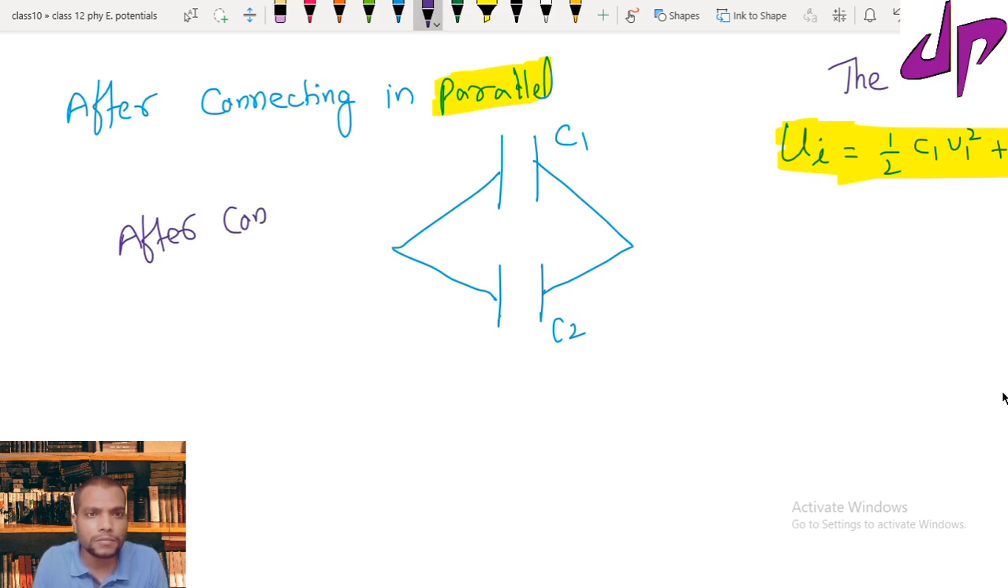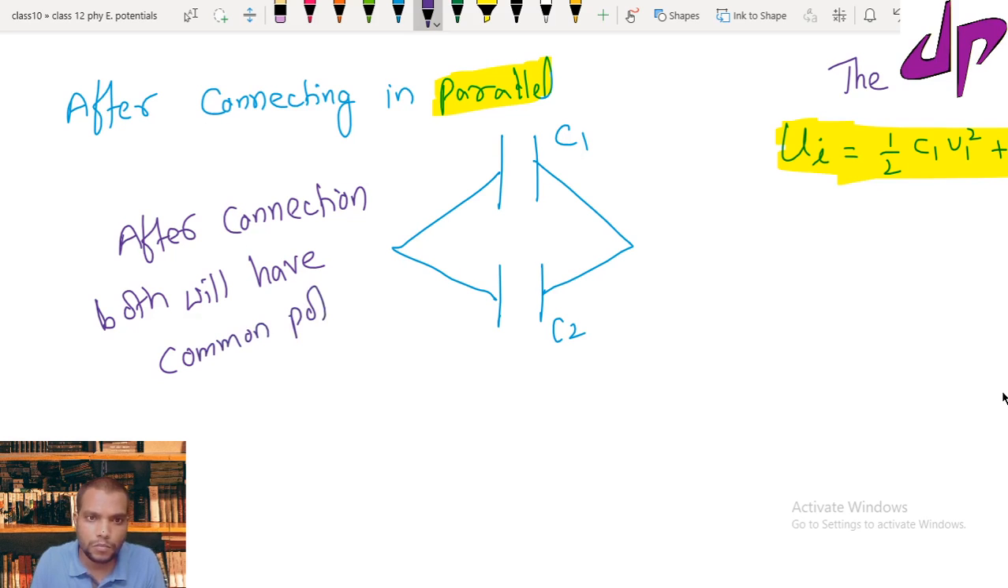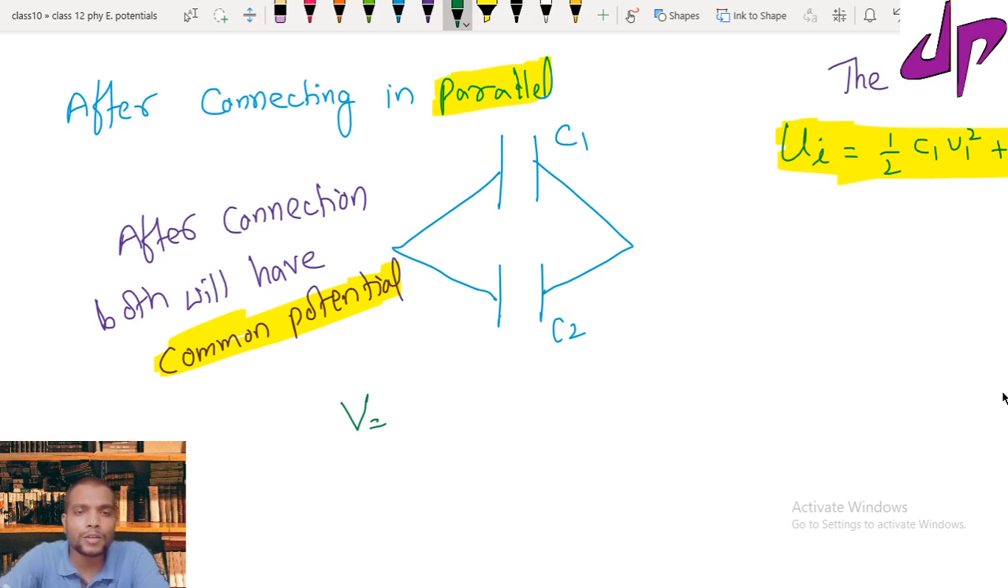After connection, both will have a common potential, since you already know that in a parallel combination the potential remains constant. So if they both have a common potential, let us take that common potential as V. To calculate the common potential, how can I proceed?